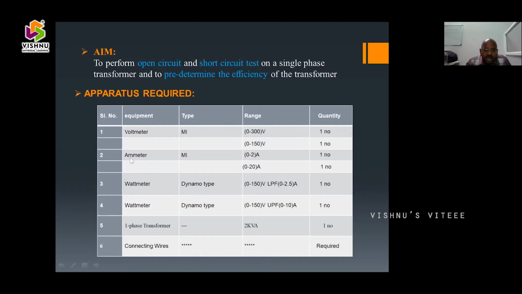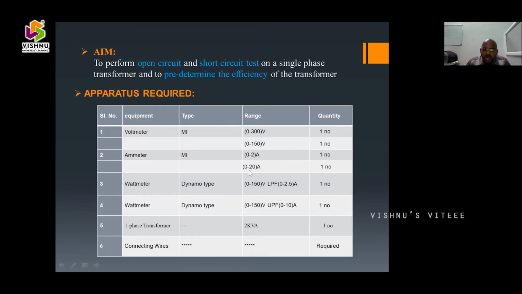And coming to the second meter, the ammeter. This is also an MI type ammeter, and two ranges are mentioned. One is 0 to 2 amps for the open circuit test and 0 to 20 amps for the short circuit test. Because under no load test, the current drawn by the transformer is 2 to 5% of the full load current. We are using a 2 kVA transformer in the apparatus, and for a 2 kVA transformer the full load current is 8.7 amps. So 2 to 5% of 8.7 amps means approximately 0.5 to 1 ampere. That's why, for accuracy purposes, we have preferred a 0 to 2 amps MI type ammeter for the open circuit test.